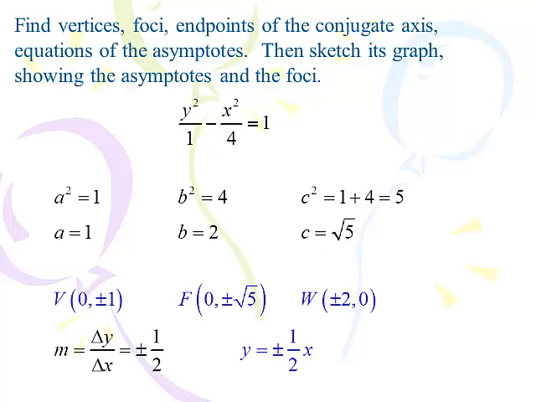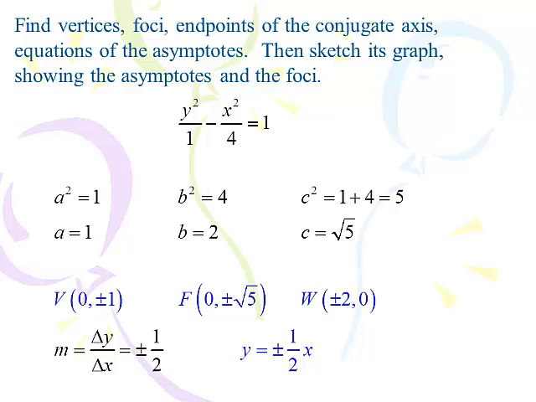So from the center, I'm going to be going up and down 1 unit to get to my vertices. So a squared is 1, so a is 1, b squared is 4, b is 2, and c squared is 1 plus 4, which is 5, so c is square root of 5. Because the y came first, I'm going to go up and down from the center, the origin, and my vertices will be at 0, plus or minus 1. And I'll go up and down c units to find the foci, 0, plus or minus square root of 5. And the endpoints of my conjugate axis will be right to left then, plus or minus 2, 0.